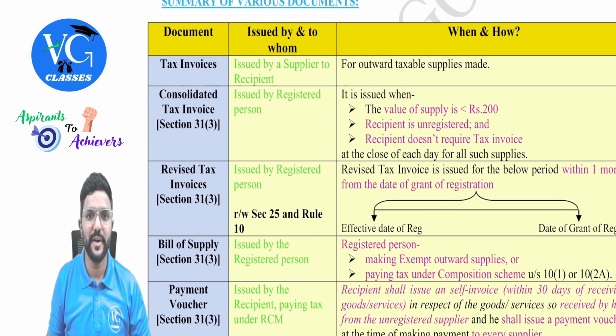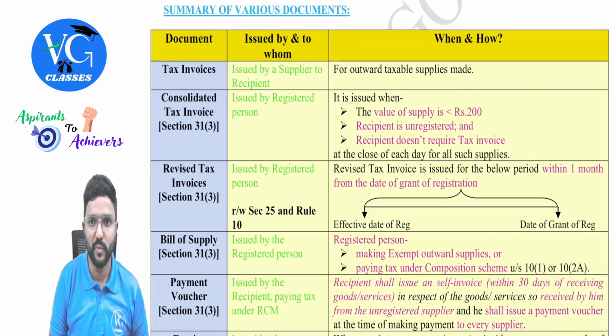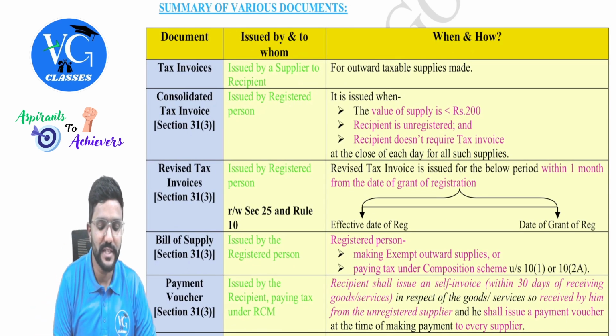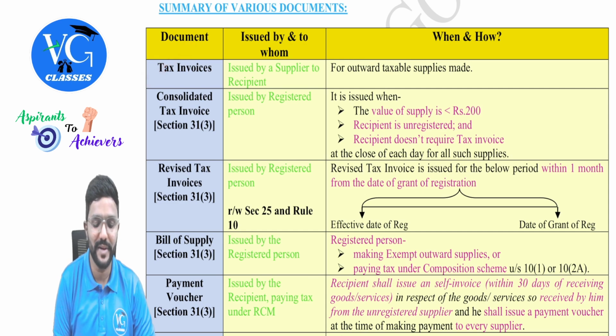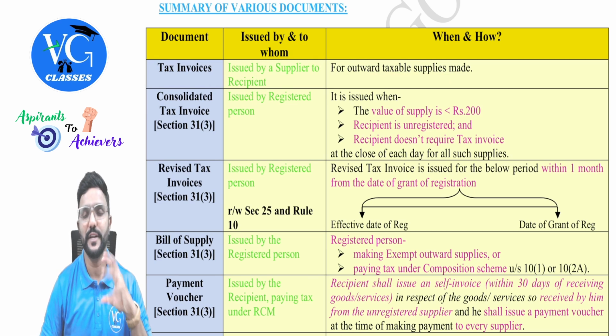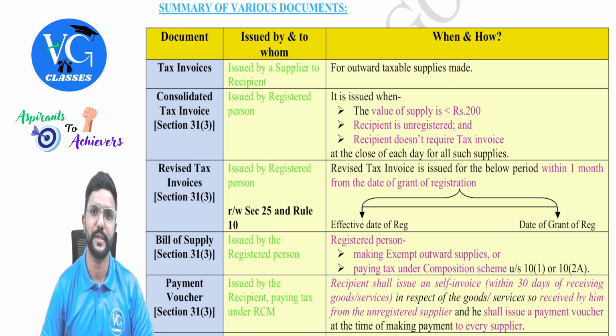Then coming to the summary of various documents, I have given it in one single table, guys. So what are those? One by one we will see. First, tax invoices. It has to be issued by the supplier to the recipient for outward taxable supplies. If it is for goods, then it has to be issued in 3 copies, that is triplicate. One is for supplier, the other one is for recipient, and the last one is for transporter.